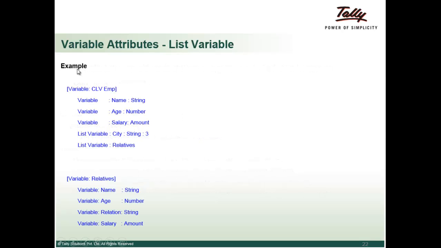If you see this example, there is a variable called CLV_emp, and by seeing it you can say that this CLV_emp is a compound variable. Why is it a compound variable? Because it is storing values of different data types. So this compound variable has a variable of type string, one variable of type number, one variable of type amount, and this also has a list variable called relatives, and a list variable called city.